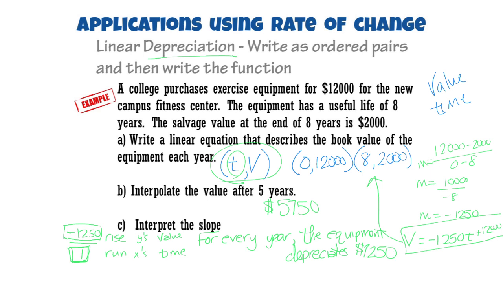$1,250. So this is what I'd be shooting for. Sorry, that got a little bit messy here. That's what I would be shooting for on and interpreting the slope.